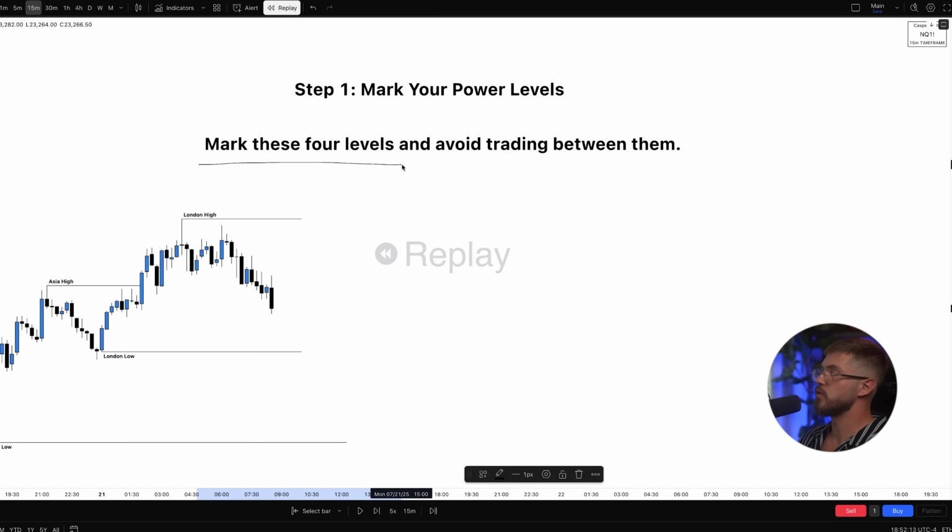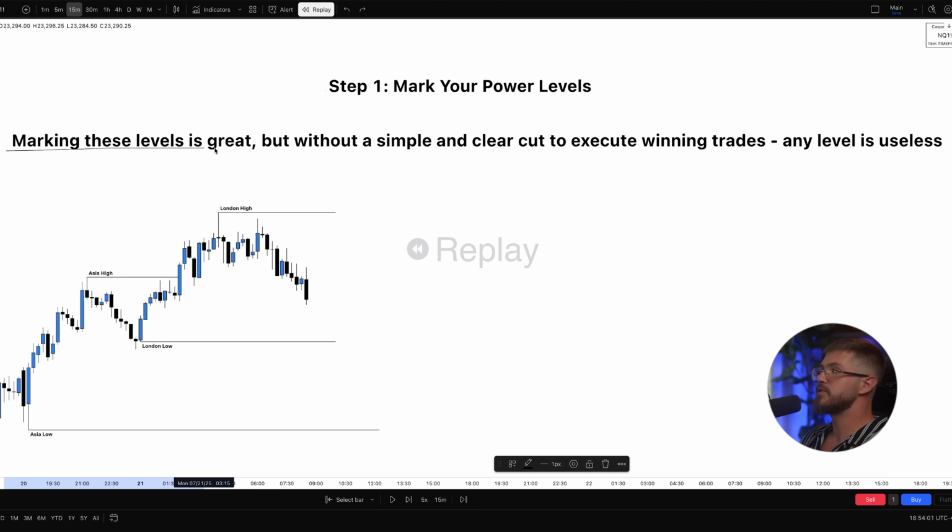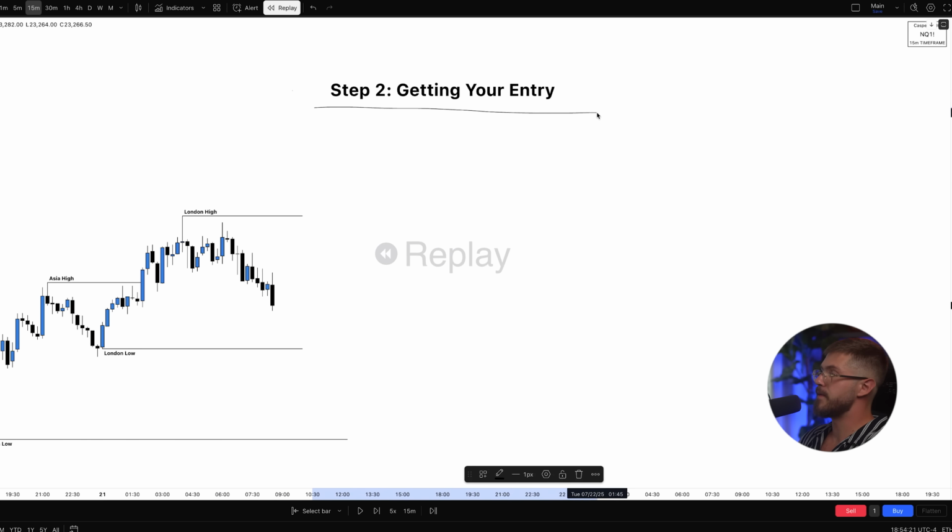Once you've marked out these 4 levels, you need to avoid trading in between them. Simply doing this alone will cut out half of your losses just by avoiding choppy markets. Marking out these levels is great because now you know the 4 power levels. But without a simple and clear-cut way to execute winning trades, any level is useless. And this brings us right into step number 2.